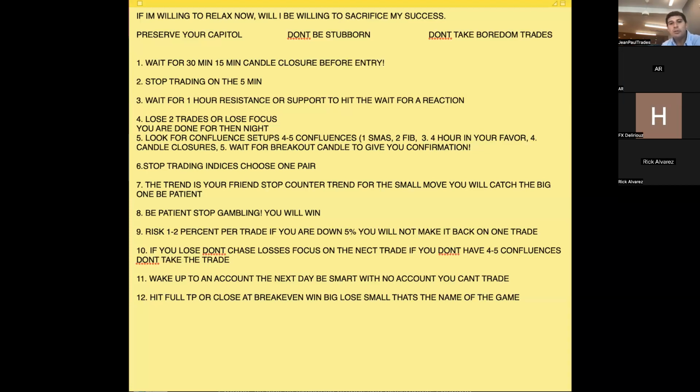I don't trade GBP JPY. No, I don't. I stopped trading that. I only trade gold and Nasdaq, and I look at the DXY as my inverse pair.